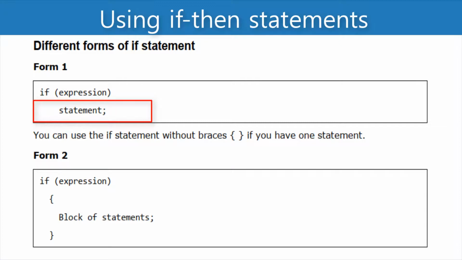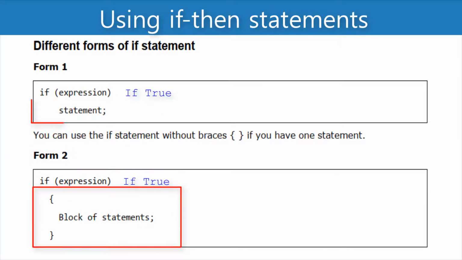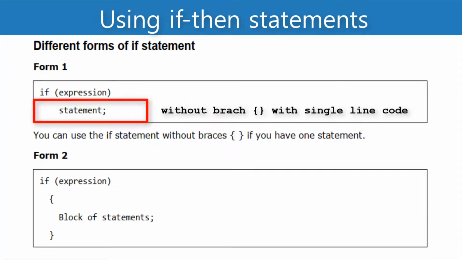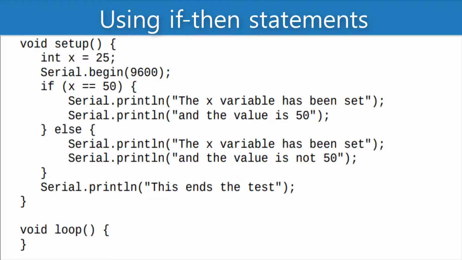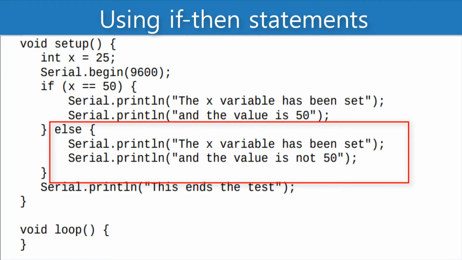It takes an expression in parentheses and a statement or block of statements. If the expression is true, then the statement or block of statements gets executed. Otherwise, these statements are skipped. You can use the if statement without braces if you have one statement. An if statement can be followed by an optional else statement, which executes when the expression is false.